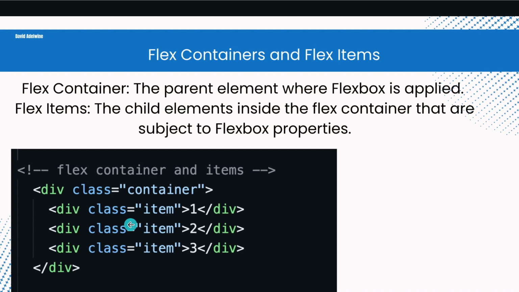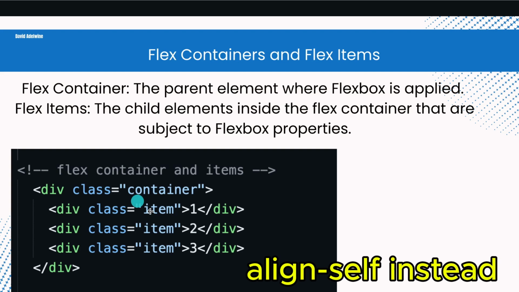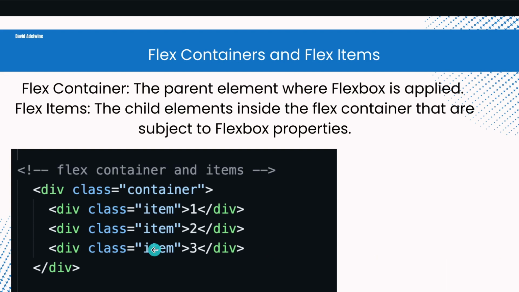Now each item can override the alignment rules using align self. So if we define a different class for these individual flex items, then we can align them, in which case they will disregard the Flexbox rules that have been assigned to the flex container and take on their own. So if we assign align self to one of these flex items, then it will take those rules and disregard whatever was passed into the flex container.